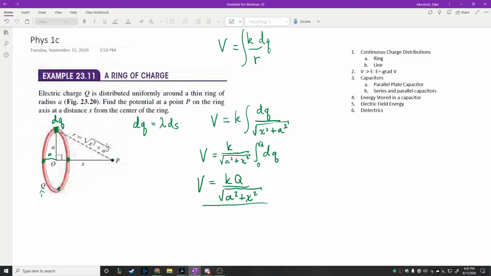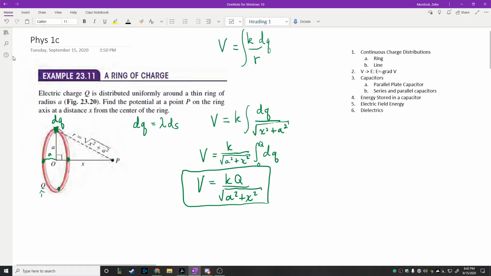And that's the electric potential of a ring of charge at a distance x away from the ring, where a represents the size of the ring itself. So there you go. Yeah, you want to ask why are your limits 0 to Q? See, that makes it even more confusing, doesn't it?